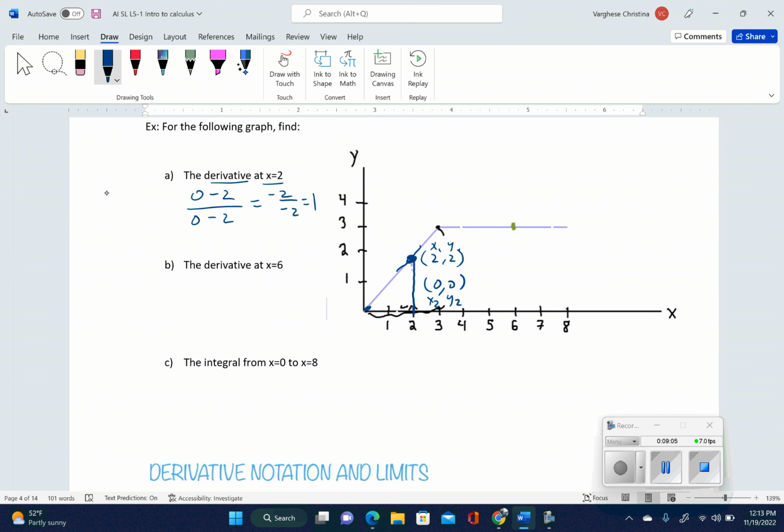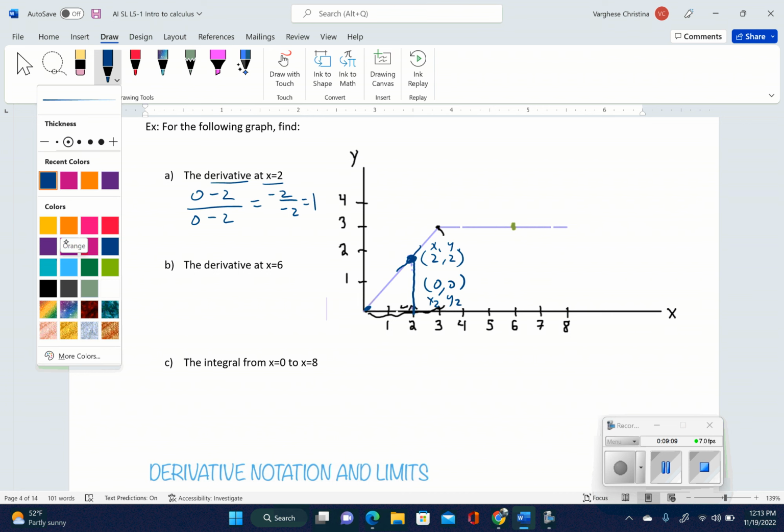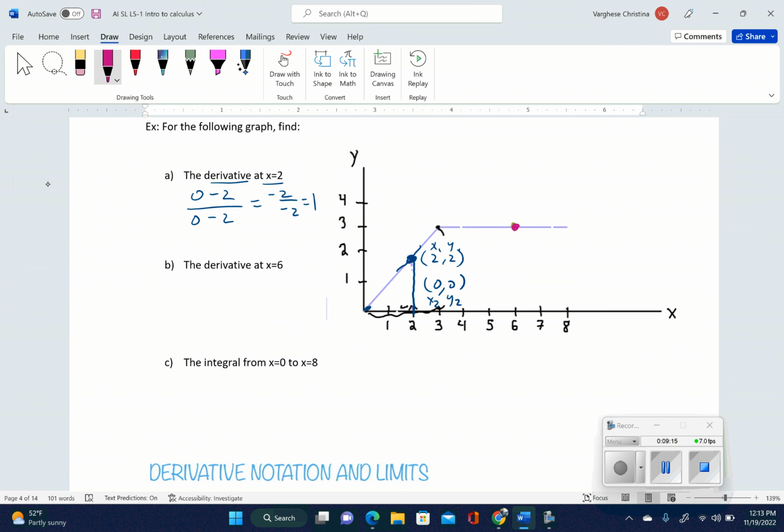My derivative at x equals 0, let me just change this color. So if I look over here, we kind of talked about this with the line, right? I can see that this is a flat line, so my slope looks like it's going to be 0.